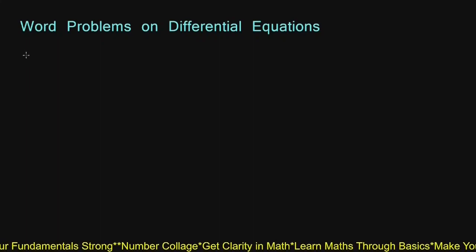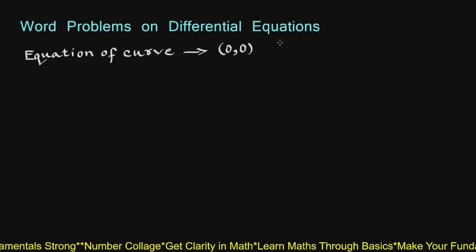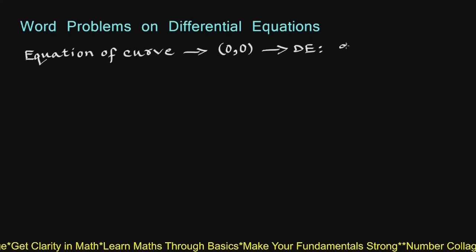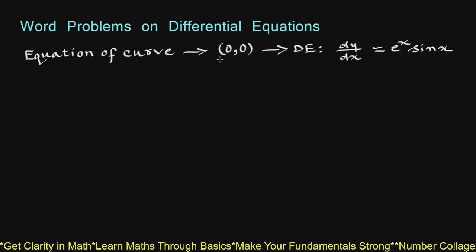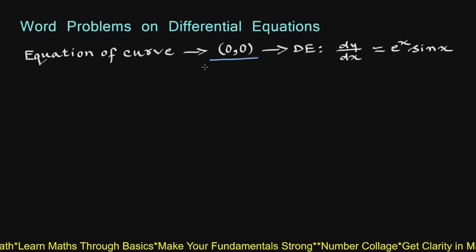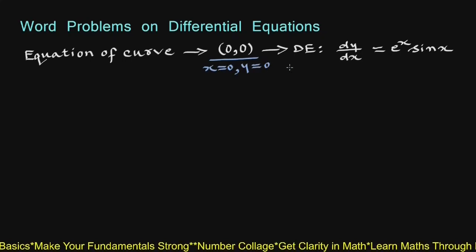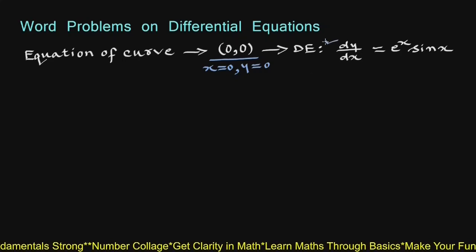We have to find the equation of the curve passing through the origin (0, 0) and whose differential equation is dy by dx equals e raised to x sin x. Since the curve passes through the origin, we are given x equals 0 and y equals 0, which means we have to find the particular solution of this differential equation.